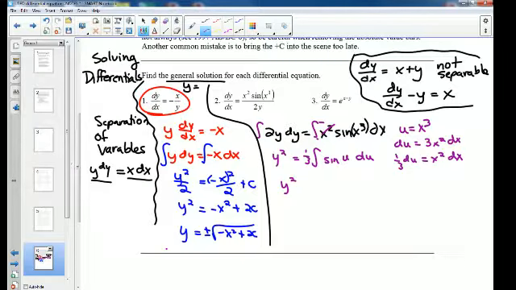So we get y squared equals negative 1/3 cosine x cubed, right? And then you can finish that, right? Kind of oddly, we'll get the job done.